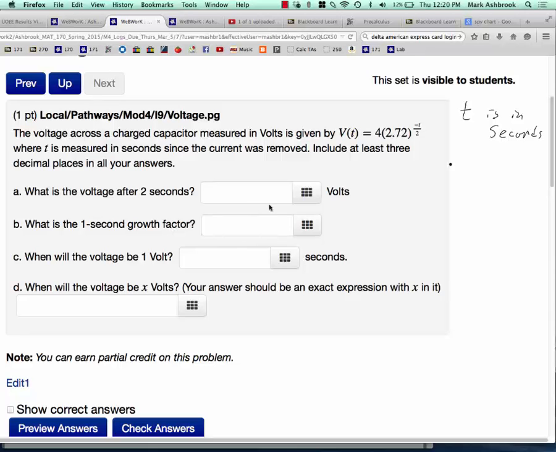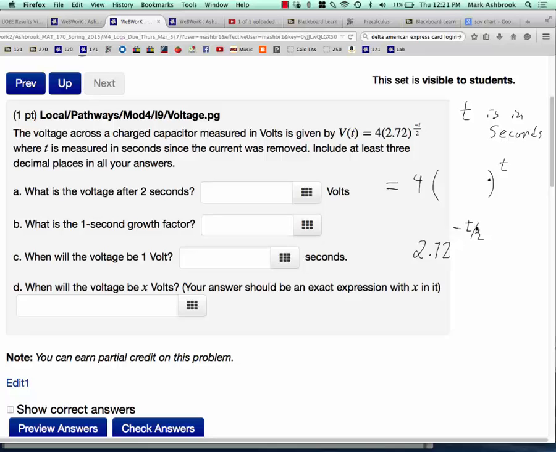So the 1 second growth factor is what we would have in the parentheses if we rearrange this to have t as the exponent. Remember that whatever your unit is on the exponent will match with the growth factor of that whole base. So we just need to rewrite this function as something to the t. And what do we have? We have 2.72 to the negative t over 2.